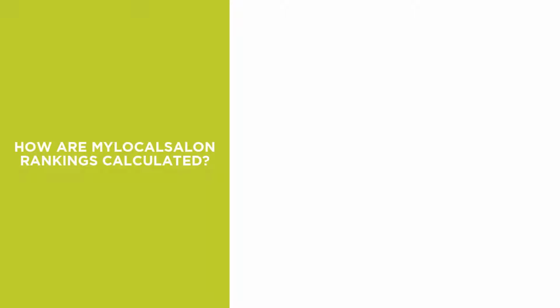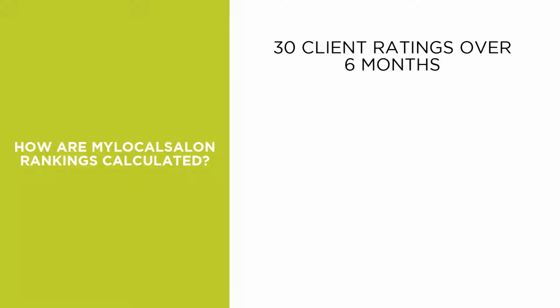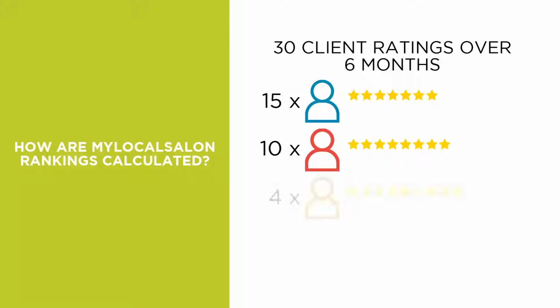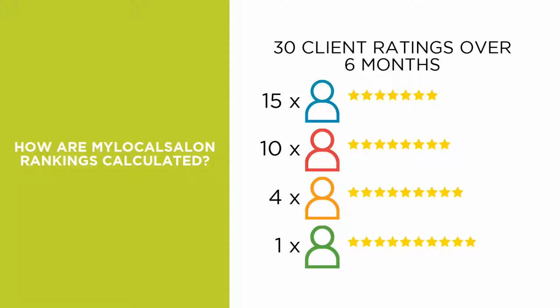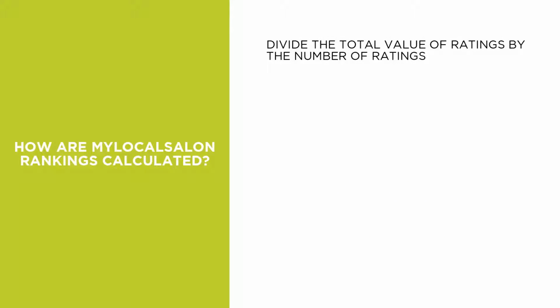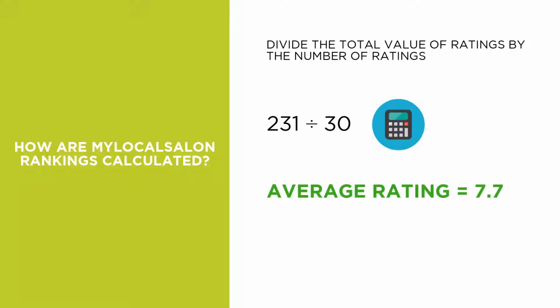For example, let's say a salon received 30 client ratings in total over the past 6 months. They received 15 ratings of 7, 10 ratings of 8, 4 ratings of 9, and 1 rating of 10. The total value of all these ratings is then added up, which equals 231. This value is then divided by the number of ratings, in this case 30 ratings, to find the average rating.